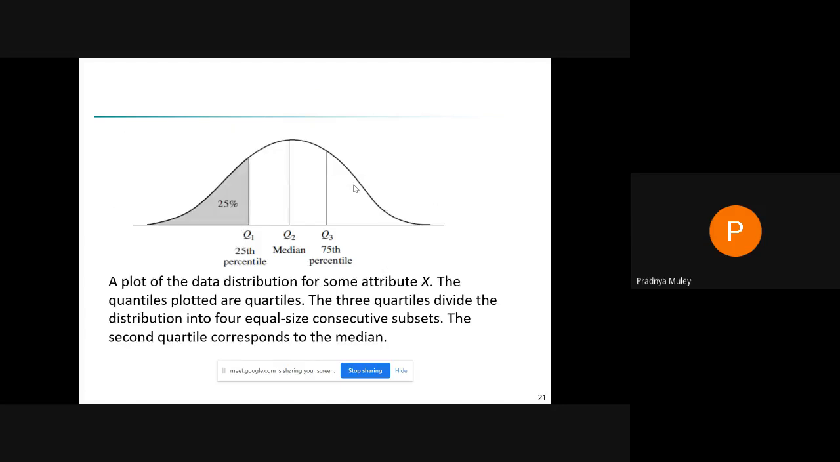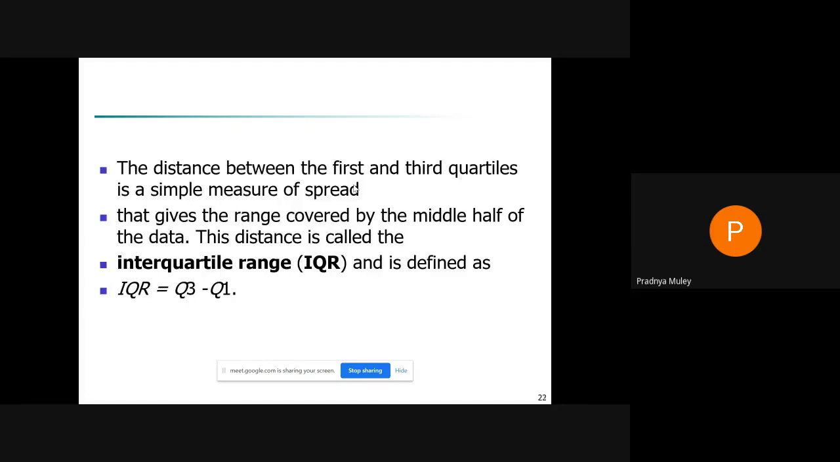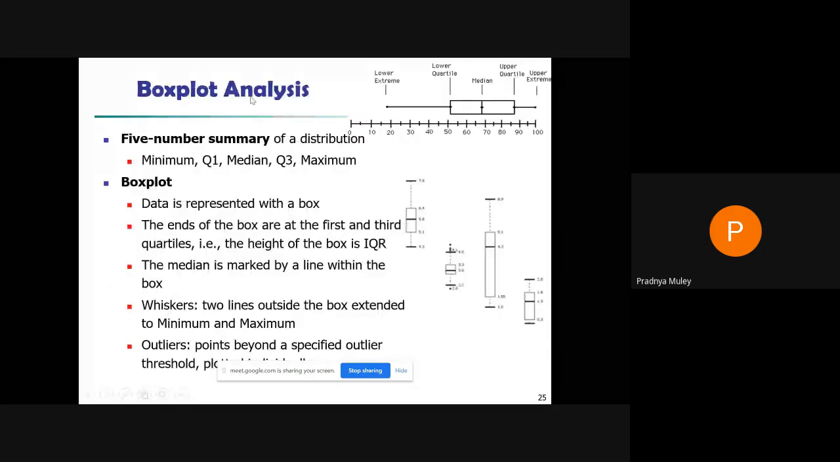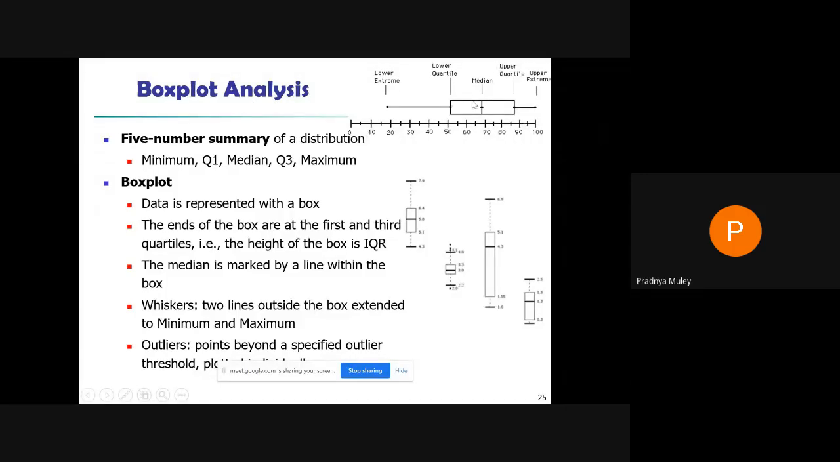Now next is box plot analysis. So this is a diagram which is showing you the box plot of a data distribution. So what is a box plot? Box plot is a 5-number summary of a distribution. What are these 5 numbers? 5 numbers are the minimum value, quartile 1, median, quartile 3 and the maximum value.